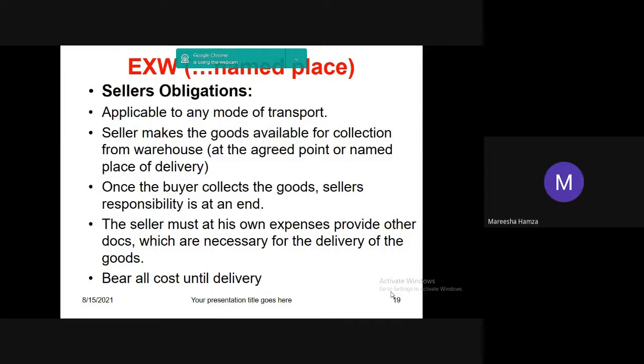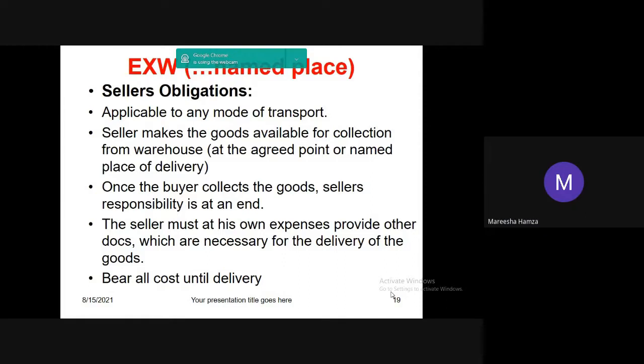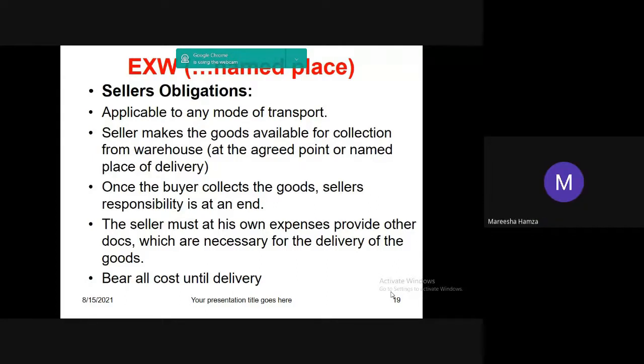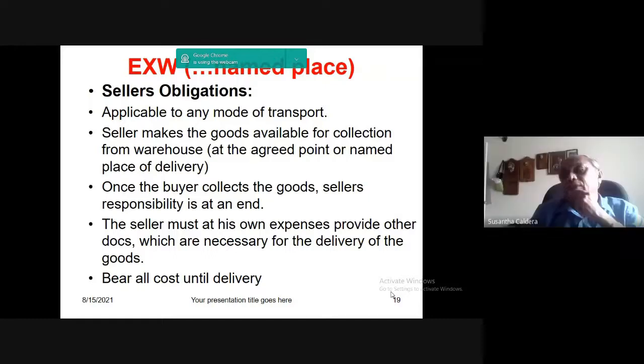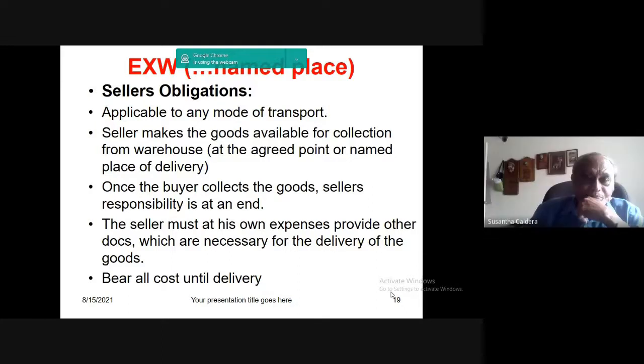FCA, uh-huh. No, not FCA. FAS. Sorry, FAS, free alongside ship. Then CIF, CFR, and FOB. How many? 4. That's a common question they are asking.